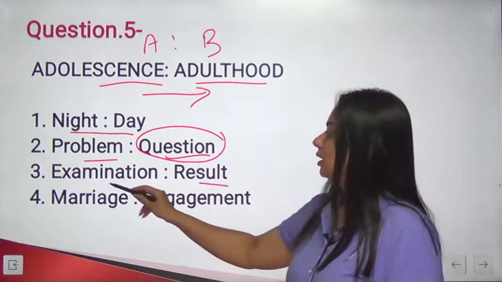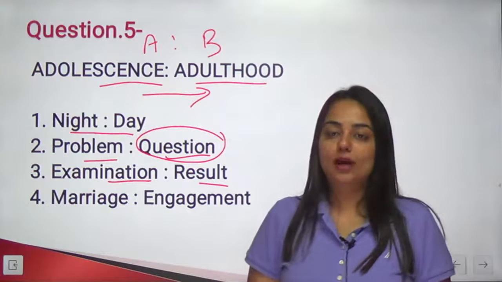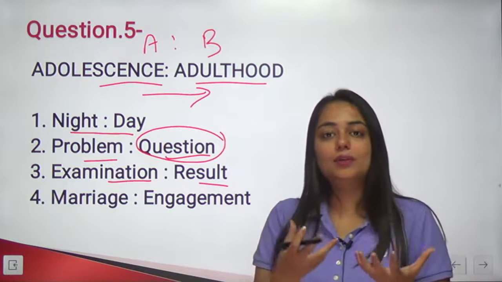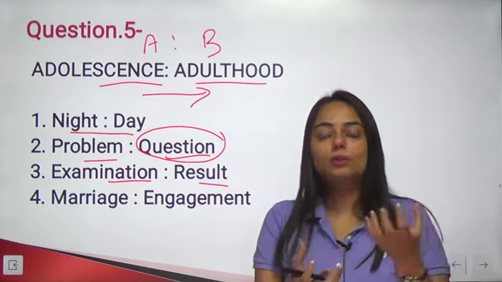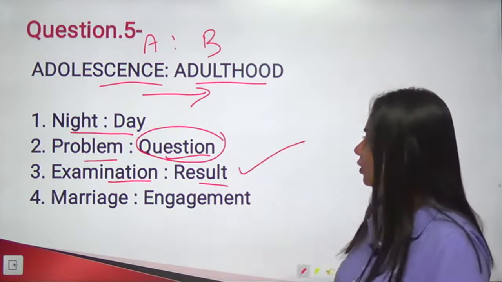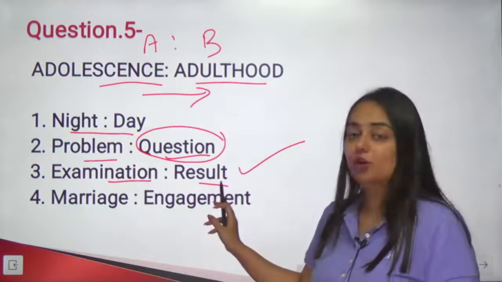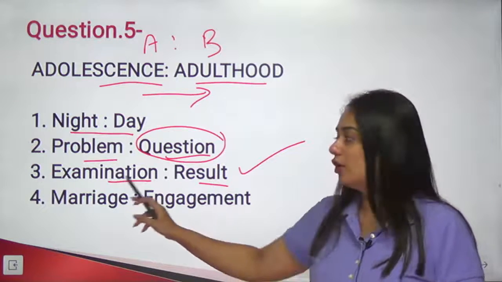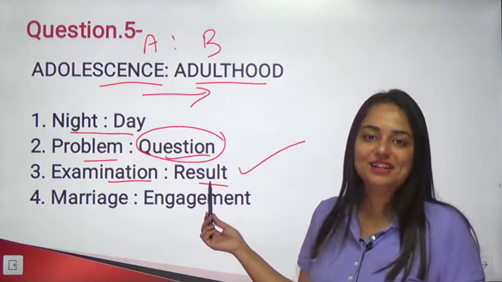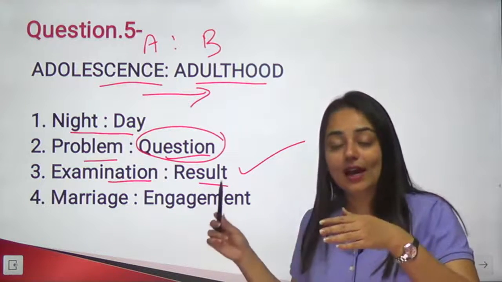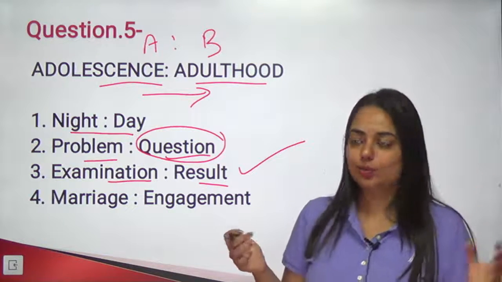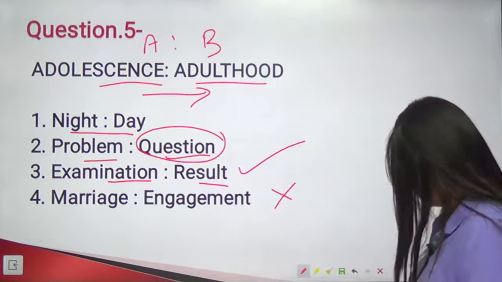Examination is to result. Is the examination always followed by result? Yes, it is. That is the purpose of taking an exam. An exam is taken so that your results are out, and on the basis of that you are given certain merit, right? So this is the right answer. Examination will always be followed by result. Result will not be followed by examination. Marriage is to engagement. This is completely wrong because engagement is followed by marriage, not marriage and then engagement. So we can easily eliminate this last option also.